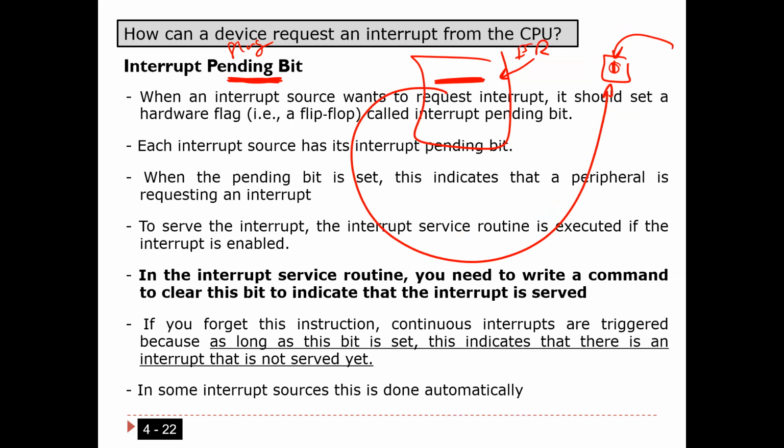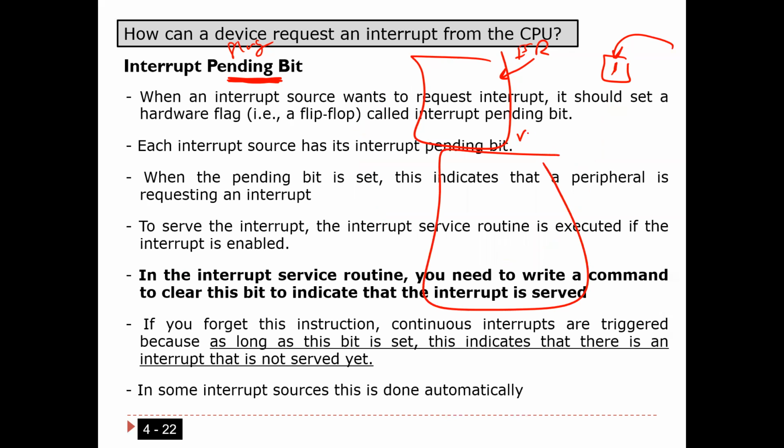The serious part here, very, very serious, is: what if I forget to clear it? What's going to happen? This bit is going to continue to be one all the time. Your program is not going to work. Why? Because the CPU will always think this is a continuous interrupt. So every time I go to the main program, there's an interrupt. I execute it and come back, and then the hardware thinks there is another interrupt. Go and execute it again. So your program is not going to work.